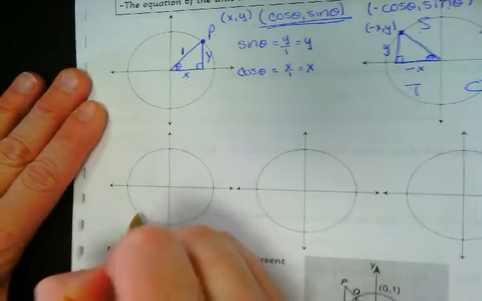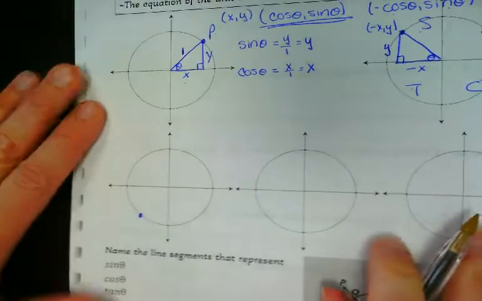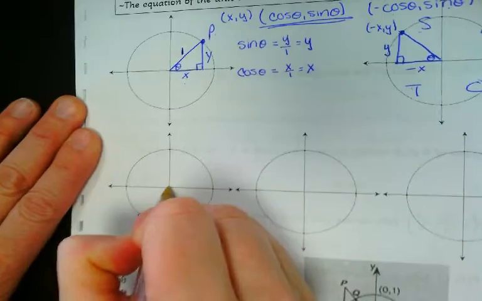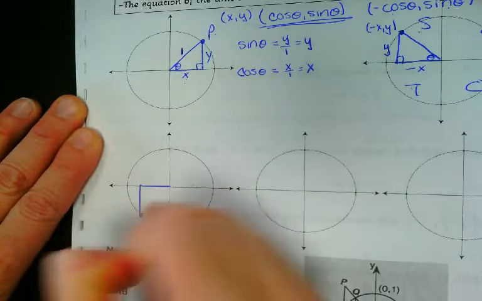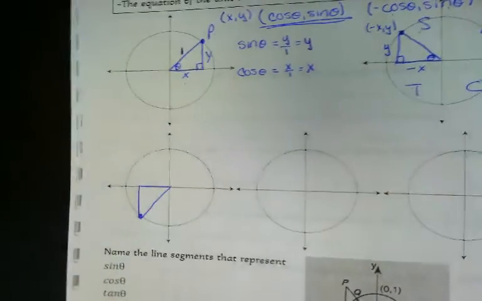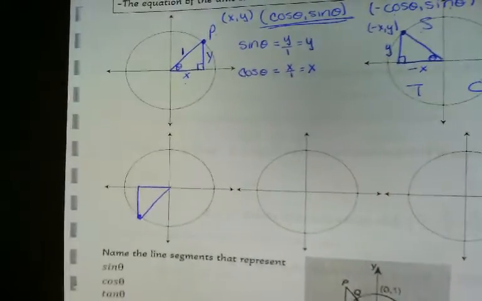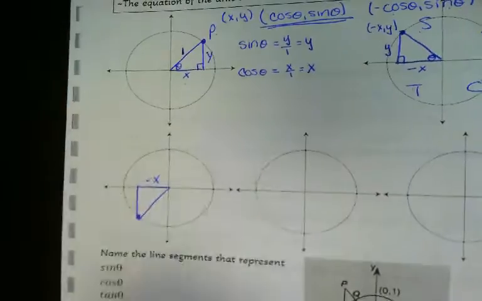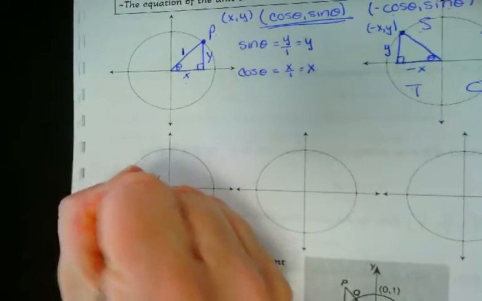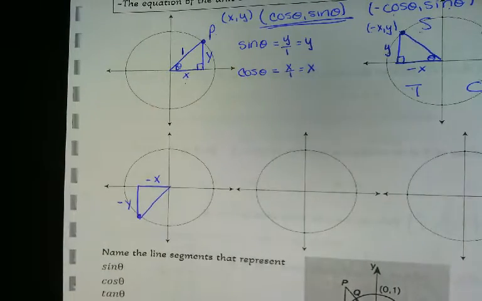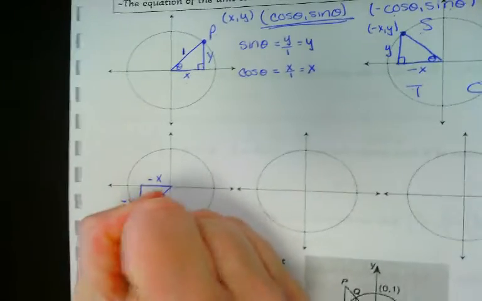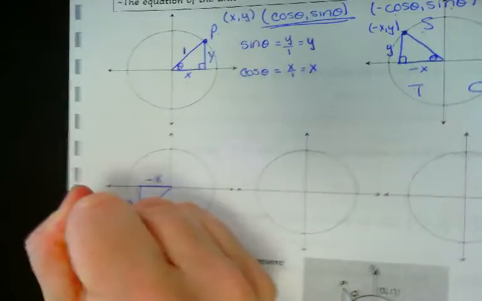Sure. What if I put the point down here? They're both going to be negative. Let's draw a triangle. I'm going to go out this way and down. This is why we draw the picture every time so you can see the signs. This distance is going to be negative x. This distance is going to be negative y. Therefore, what would my point be called? You got it. Negative cosine, negative sine.